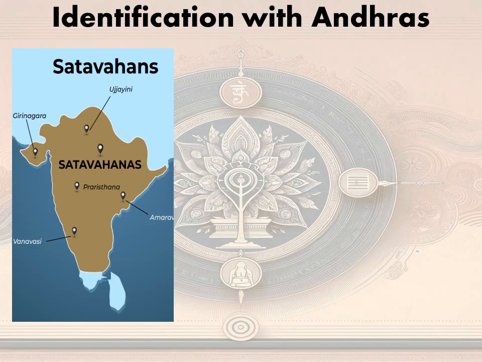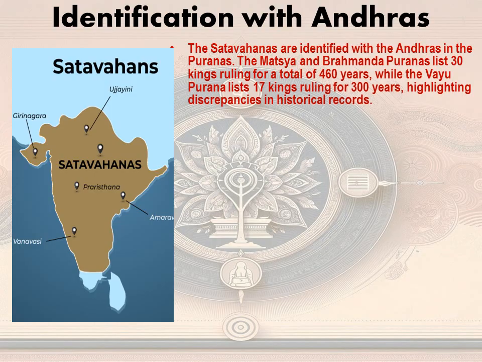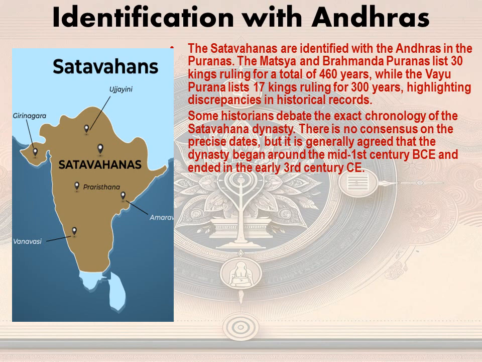Now, identification with the Andhras. How are Satavahanas identified with the Andhras? The Satavahanas are identified with the Andhras in the Puranas. The Matsya Purana and the Brahmanda Purana list 30 kings ruling for a total of 460 years, while the Vayu Purana lists 17 kings ruling for 300 years, highlighting discrepancies in historical records. So there are obviously discrepancies in the various Puranas, but one thing is confirmed: a dynasty named Satavahanas ruled in part of Andhra Pradesh for more than 300 years.